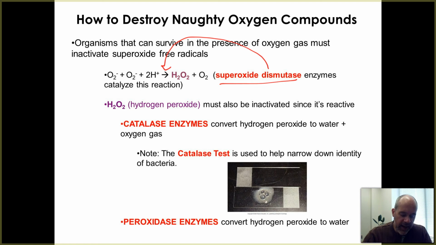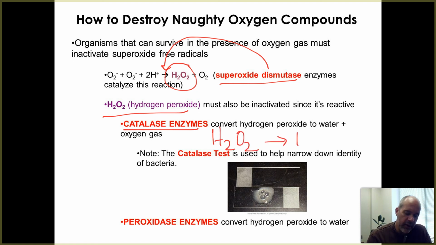All right, now once you've done that, H2O2, hydrogen peroxide, is very reactive as well. So we're not finished with inactivating these things. These have to be destroyed as well. So there's another type of enzyme that many living things produce called catalase. What catalase does is it takes H2O2 and converts it to water and oxygen gas. All right, so water is harmless. Regular O2 without a negative charge is not a harmful type of compound. So we have now successfully detoxified these oxygen-containing compounds.